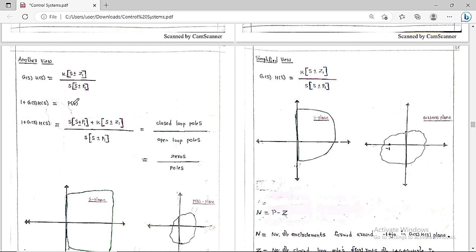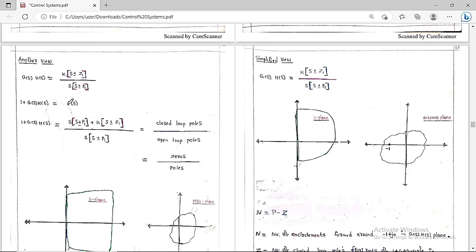Another view we are going to discuss: let me take an open loop transfer function G of S H of S equal to K into S plus or minus Z1 by S into S plus or minus P1. Then what is the characteristic equation? I am going to assume the characteristic equation 1 plus G of S H of S is equal to P of S.